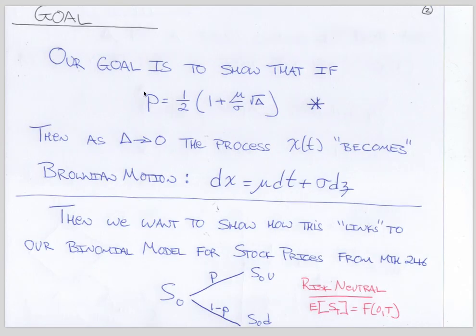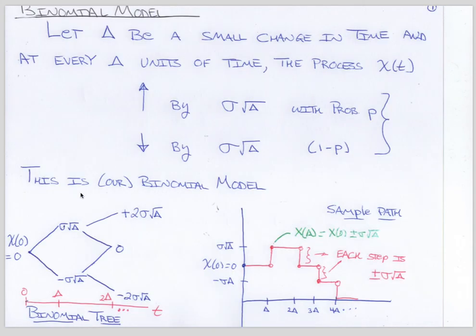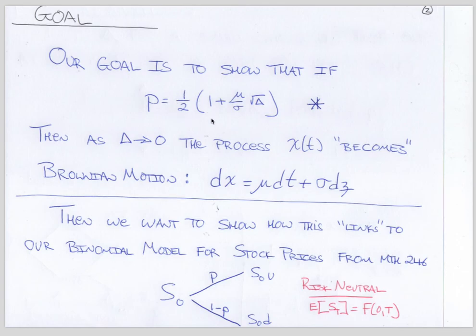What we're going to show is that if we let p, the probability of going up here, be equal to this special value, 1/2 times (1 plus mu over sigma times square root of delta), then as delta goes to 0, this process becomes Brownian motion, meaning it satisfies all the requirements for being Brownian motion: independent increments, normal increments, the mean is going to be mu times the change in time, and the variance is sigma squared times the change in time. So we're going to prove that.